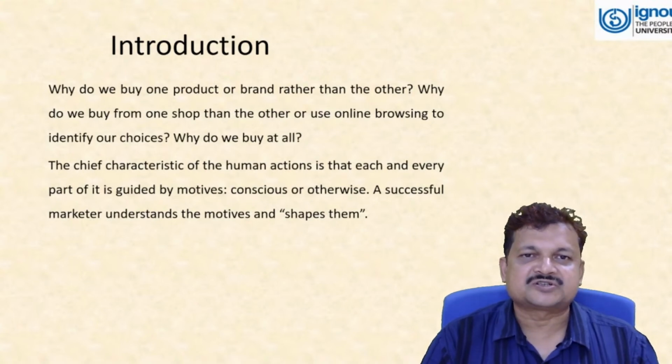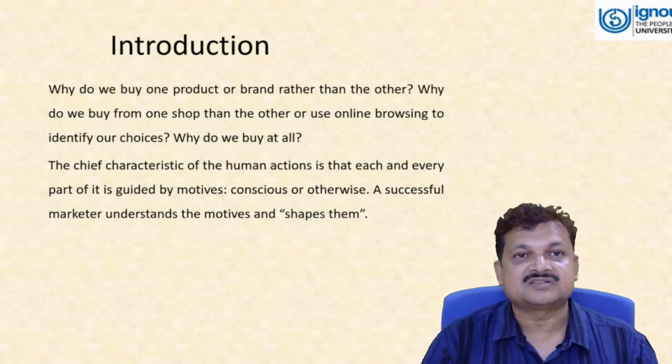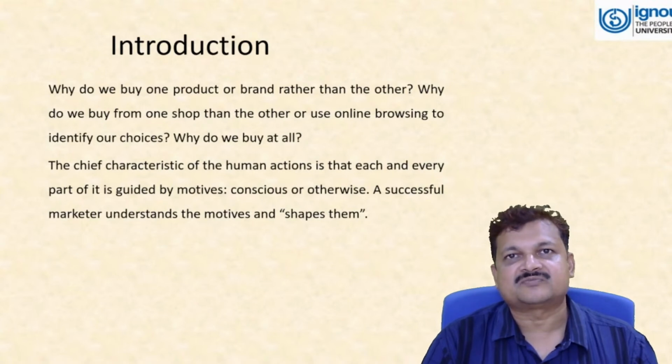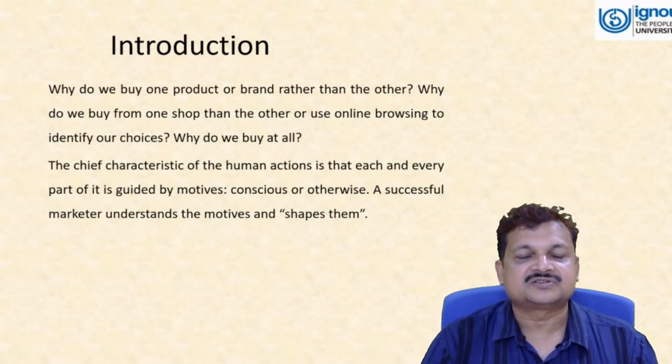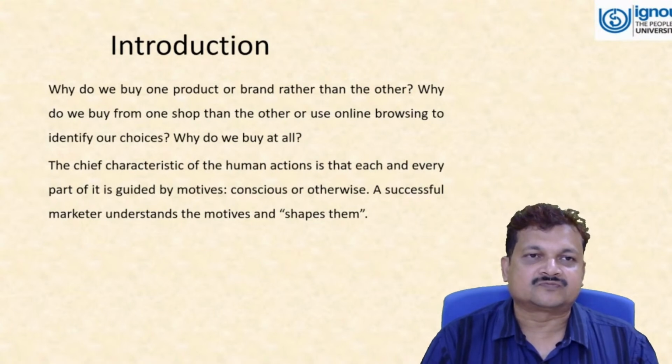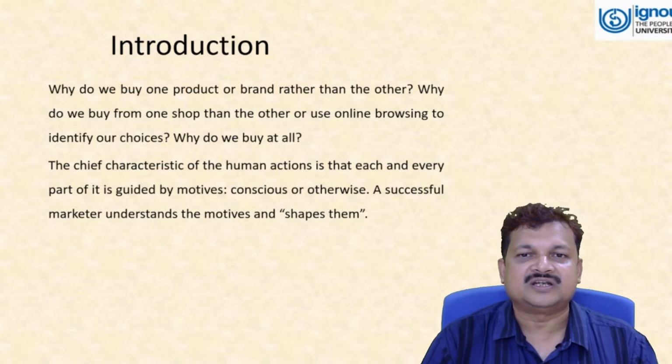The chief characteristic of human action is that every part of it is guided by motives, conscious or otherwise. So sometimes we purchase consciously, sometimes unconsciously, meaning we are too biased or too emotionally attached to the product. Sometimes we even purchase unnecessary products at a price, because our emotional attachment to that kind of product is very high.